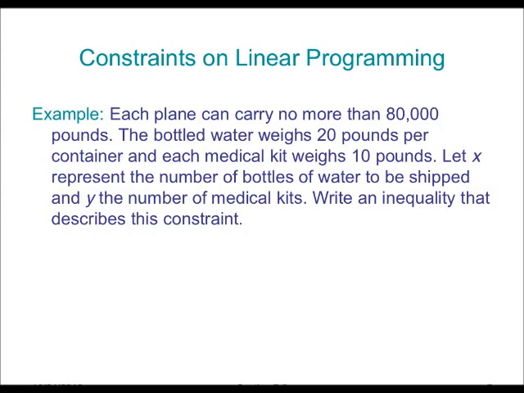So we're back on the plane. The airplane, you know, is limited to how much weight it can carry. This particular plane cannot carry more than 80,000 pounds. So between the bottled water and the medical kits, it has to be no more than 80,000 pounds. The bottled water weighs 20 pounds per container. Anytime you see that word per, or for each or for every, you know you're going to have to multiply times a variable. Now if you recall, we had X represent the number of bottles. So we've got 20 pounds per container for the bottled water, so that's going to be 20X.